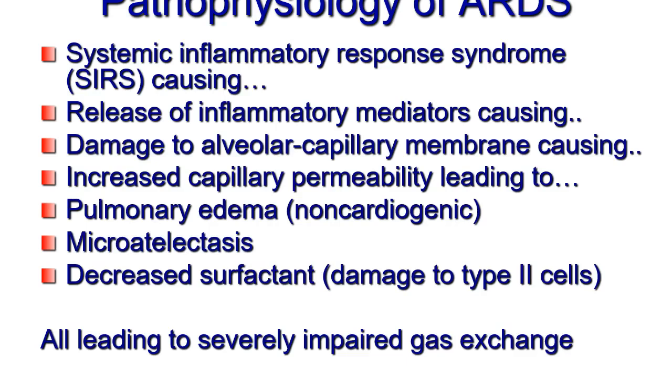So it keeps the alveoli expanded and it keeps them from sticking together. So if we don't have enough surfactant, the alveoli are going to collapse. So now we have even less alveolar surface area that can exchange gases. So patients have very severely impaired gas exchange.